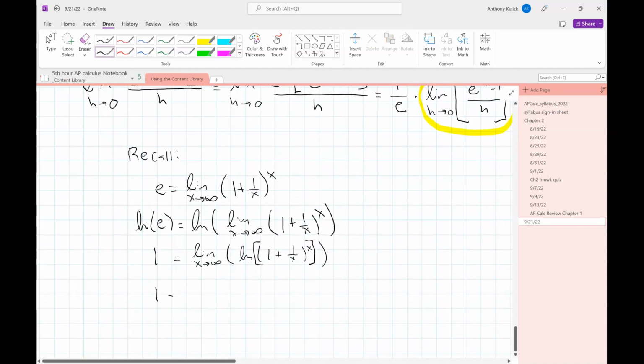And who remembers their properties of logarithms? If I have the log of (1 plus 1 over x) to the x, what can I do with that? Yeah, I can use the power property to move the exponent from inside my logarithm into a coefficient out front of my logarithm.